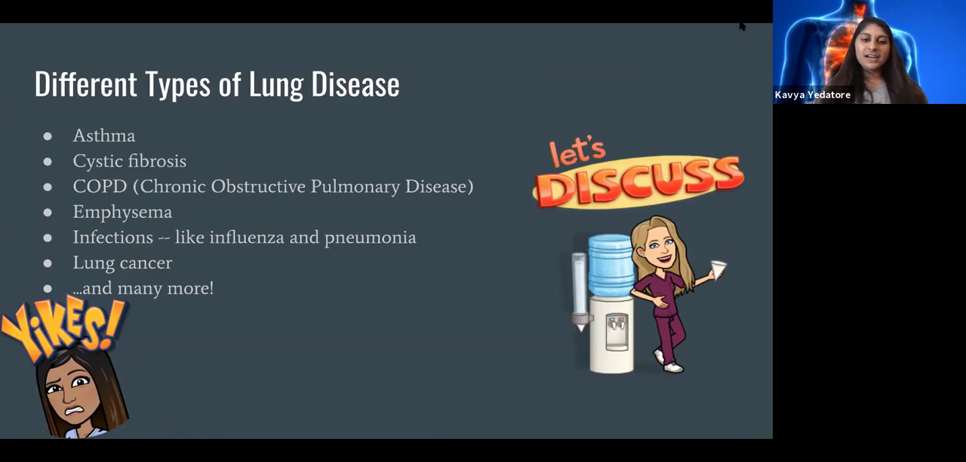And then chronic obstructive pulmonary disease, which is COPD, which is a mix of bronchitis, have you heard of that? It's a lot of coughing involved, and emphysema too. Both of those combined, or one of those, can give you COPD. And then even infections like the flu or pneumonia, and so many more.